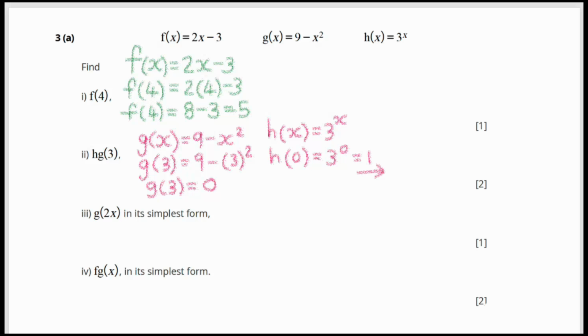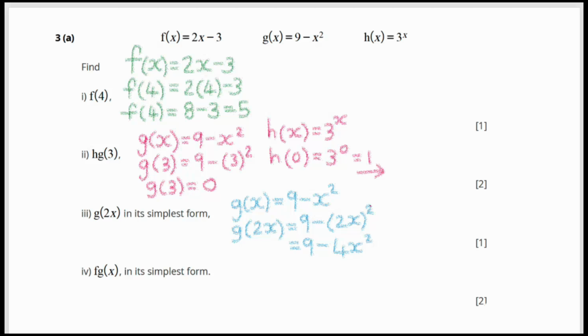So now we are finding g of 2x in its simplest form. This means we substitute 2x into the function wherever we see x. Now the original function is g of x is equal to 9 minus x squared. Now we replace x with 2x, so then it will be 9 minus (2x) squared. Okay, now we square everything inside the brackets. 2 squared is 4. So (2x) squared is equal to 4x squared. So this then becomes 9 minus 4x squared.